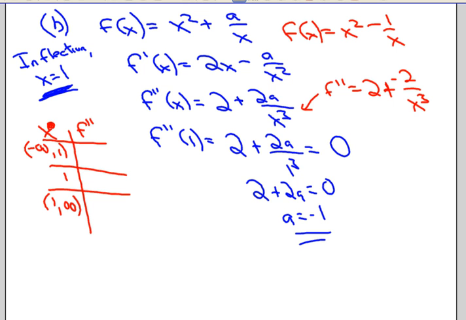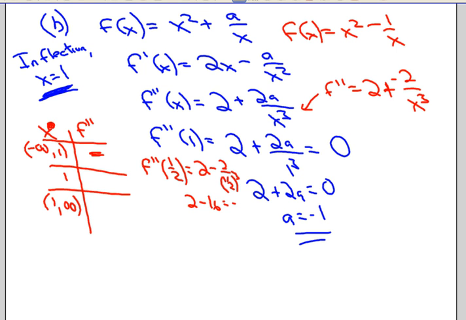Before 1, I choose a value, not 0, will I? Because it's not defined at 0. So let's choose a value about a half. And if I try my second derivative with a value of 1/2 in there, I've got 2 minus 2 over 1/2 cubed. 1/2 cubed is 1/8. I bring that up on top. I get 2 minus 16. I'm getting a negative. So my second derivative is negative. I know my function is concave down.